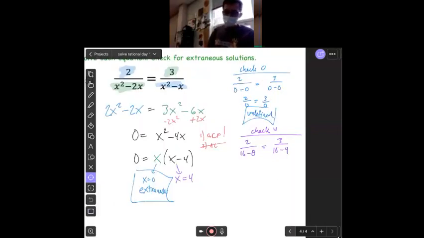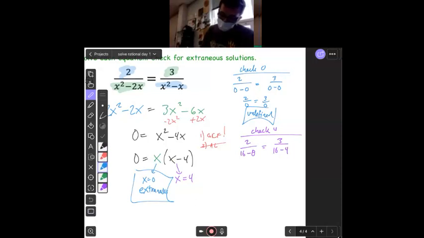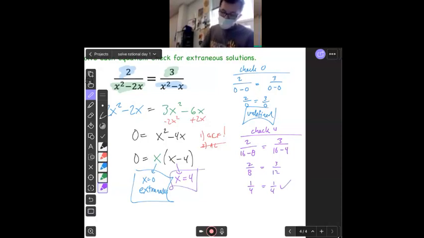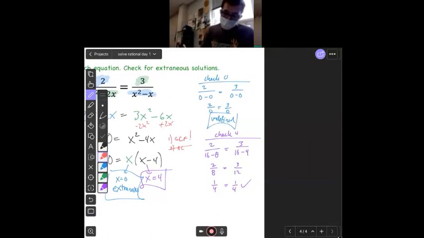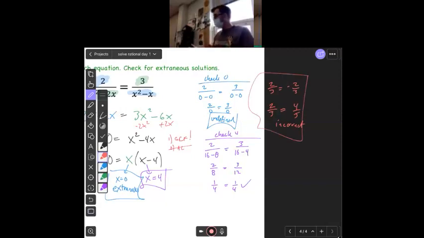Okay? So we go to check the other one. We get 2 over 8, which of course is 1/4. Here we get 3 over 12, which is 1/4. So 4 works. So extraneous versus wrong. Okay? So extraneous means one side is 0. Wrong would be, you work it down and it's like 2/3 equals 4/5. That's incorrect. Okay. So when they're completely different numbers, whether it's 2/3 and -2/3, or 2/3 and something completely different, that's just a wrong answer.